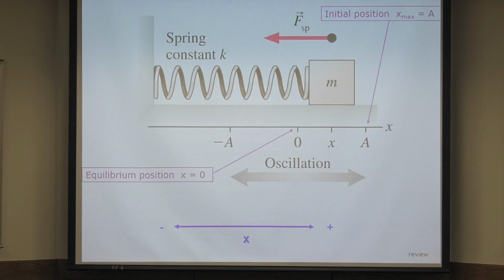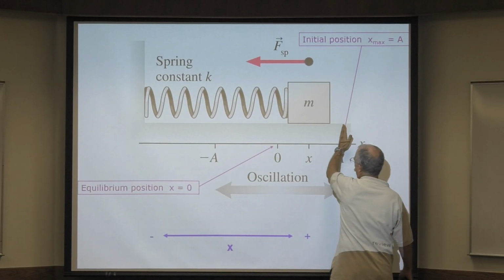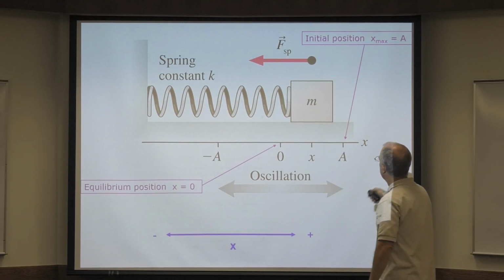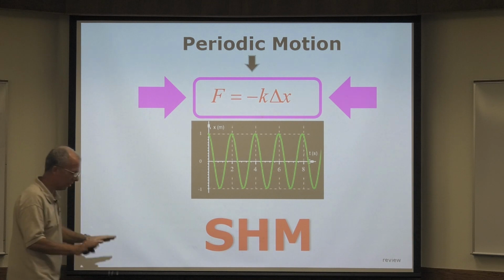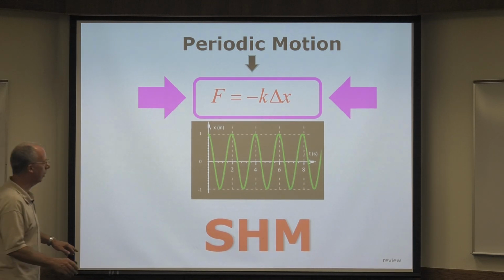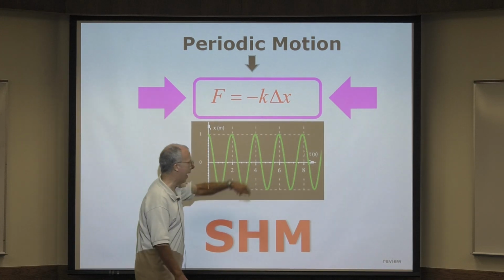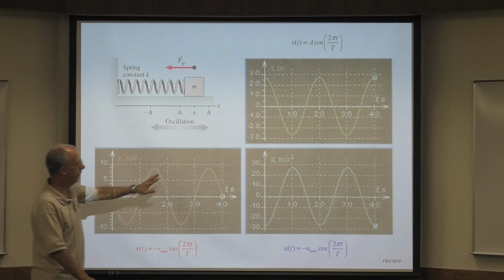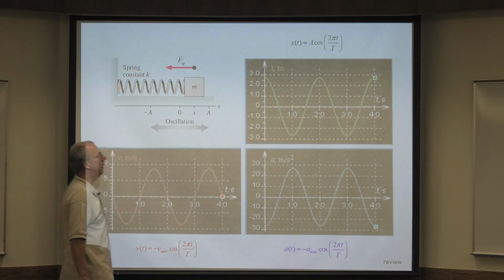Okay, so there's our setup. We pull the mass to x equals A and we let go, and it goes back and forth, back and forth, back and forth. All right? This is simple harmonic motion. It's a special type of periodic motion. Simple harmonic motion obeys this equation, and this is the graph, the cosine. Okay, we figured if you have the x graph, you can get the v graph and the a graph, and we did that.